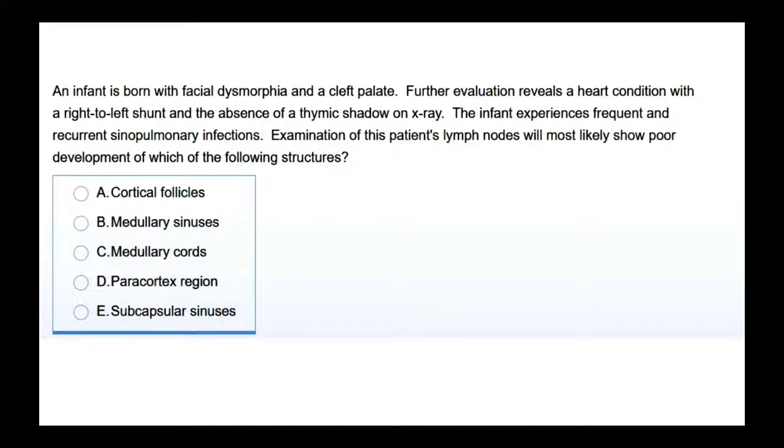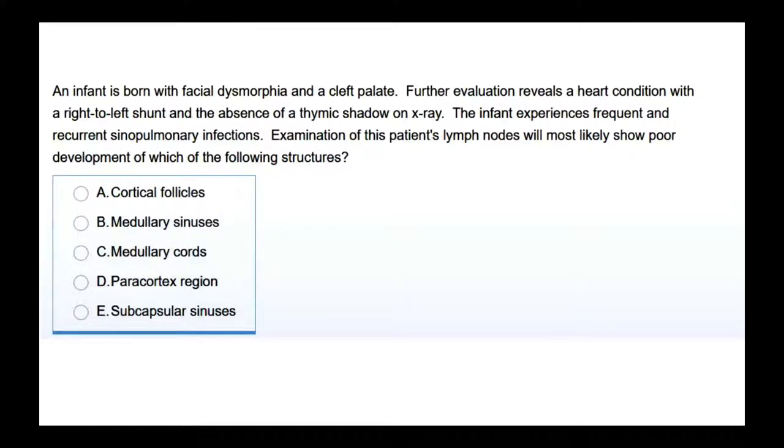Initially, even if you don't understand what disorder the patient may have, firstly, I would suggest to read the question from the last line, okay? Because there may be asking something that you can easily find in the answer. But if you don't find, you can catch the buzzword, like this patient does not have thymic shadow.